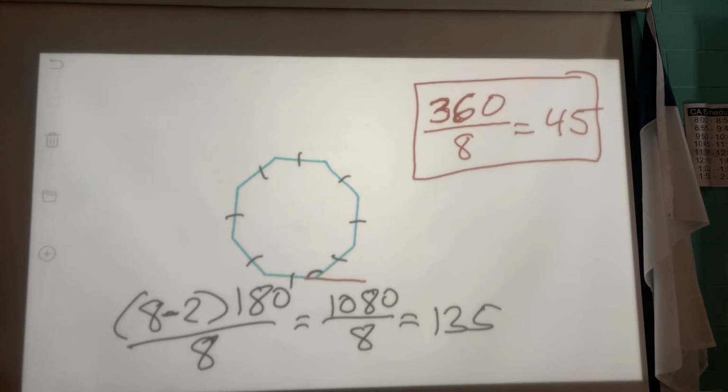Whereas down here, we would have had to say, okay, now take your 180 minus the 135, and that's how you would have gotten 45 that way. So either find each interior and do linear pair, or you can do the formula, which is 360 divided by n, divided by how many angles you have there, and that will give you each individual exterior angle.